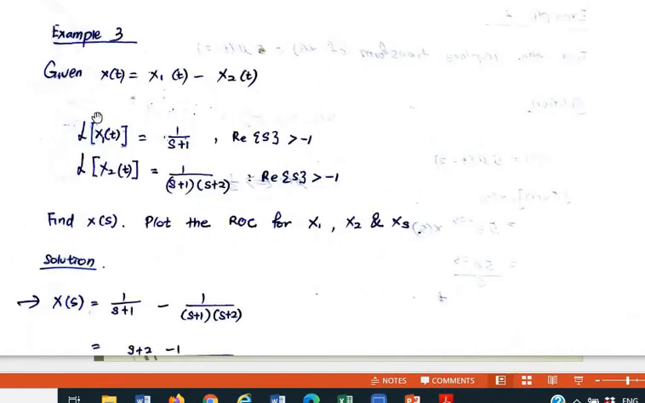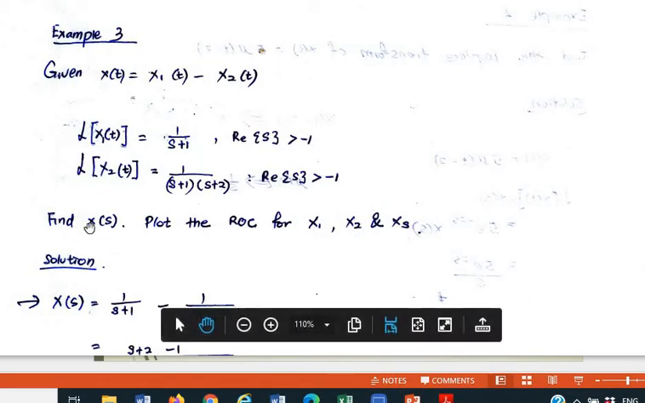Now let's look at example 3. X(t) equal to x1(t) minus x2(t). So the Laplace transform of x1(t) is 1 over s plus 1, in which s is more than -1. And the Laplace transform of x2(t) is 1 over (s plus 1)(s plus 2), in which s is more than -1. The question asks you to find X(s) and then plot the ROC for x1, x2, and X(s).